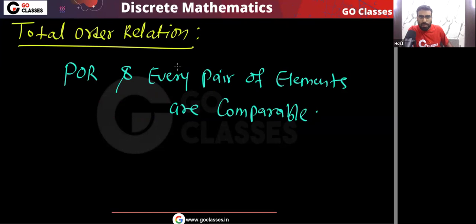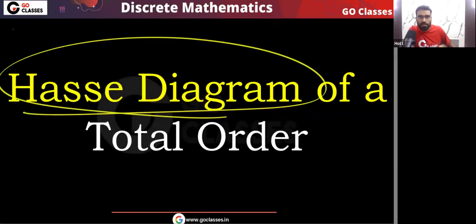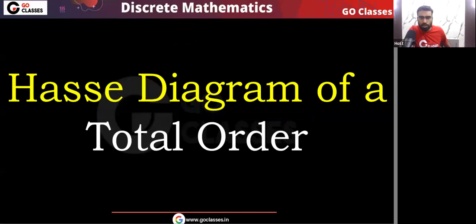Yes or no? So remember, every pair of elements must be comparable. Also, it must be a partial order relation. Okay, this is the definition of total order relation. Now, let's see some total order relations and let's see their Hasse diagram. There is a very interesting thing about the total order relation Hasse diagram. Let's see some total order relations I am giving you.